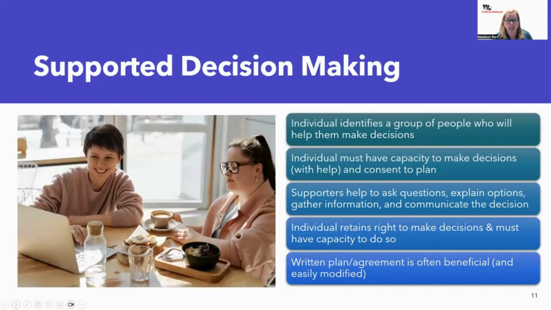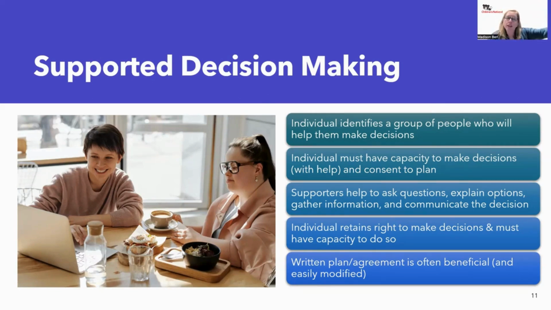Next thing is supported decision making. So the individual identifies that group of people who will help them make decisions. This is a model. They must have some capacity to make decisions with help, and they've given consent, whether it's you or somebody else in the community or a psychologist or somebody else, to help them make their plan. The supporters help to ask questions, explain options, gather information, and communicate the decision.